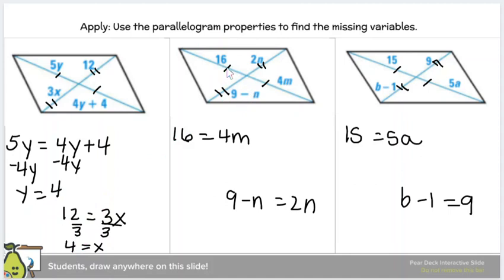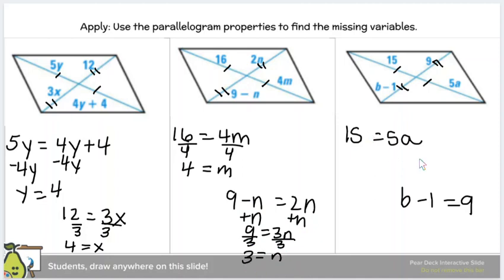In our next problem, 16 and 4m should be congruent pieces of their diagonals, so we're going to divide by 4 on each side, so m equals 4. And in our other set of diagonals, 9 minus n should equal 2n. We can add n to both sides, which gets us 9 equals 3n. If we divide by 3 on both sides, we see that n equals 3.